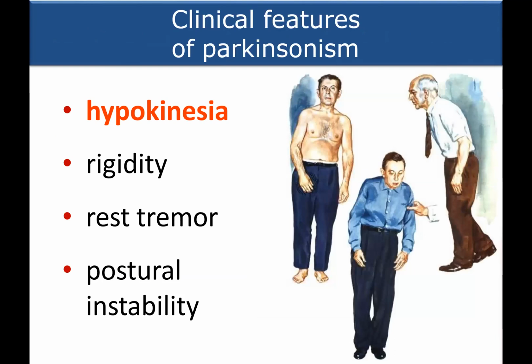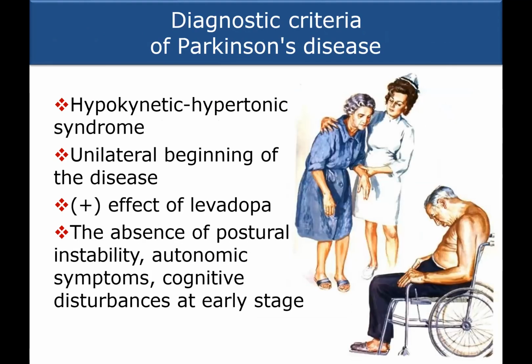Now you see the hypokinesia, rigidity, rest tremor, postural instability, propulsion, retropulsion, leaning position, and then the hypokinetic, hypertonic syndrome. The disease begins unilaterally; in the beginning it may be more one-sided, then it becomes bilateral. There is a positive effect of levodopa: you give levodopa, they become better. When they are asked to sit, the head is always dropped because the opposite muscles are not able to sustain the contraction of the head position. The opposite muscles are hypertonic, so gravity pulls the head forward. Autonomic symptoms may be there, cognitive disturbances, and finally emotional disturbances can also be seen.